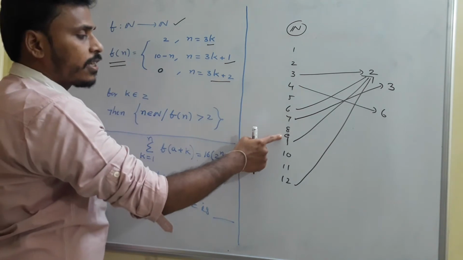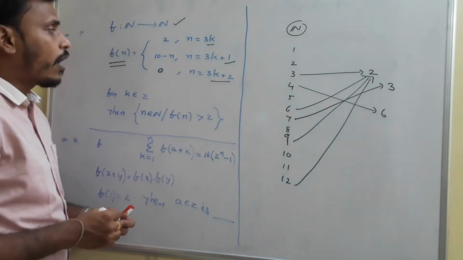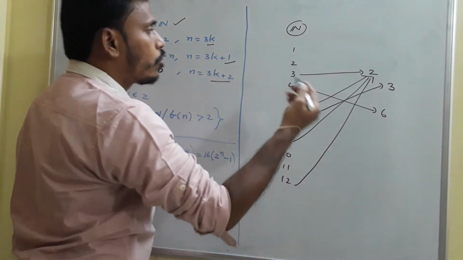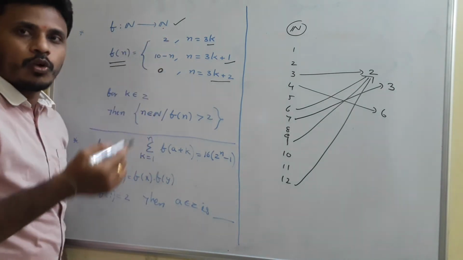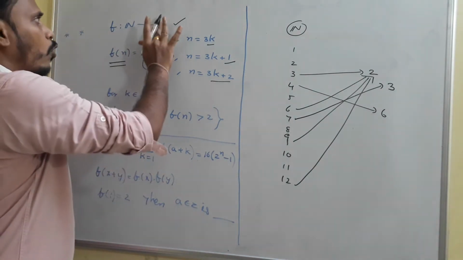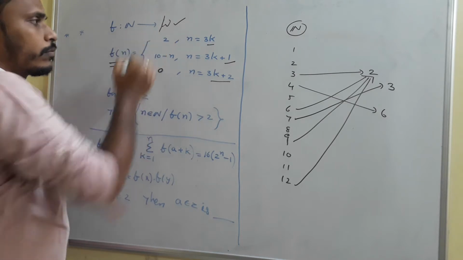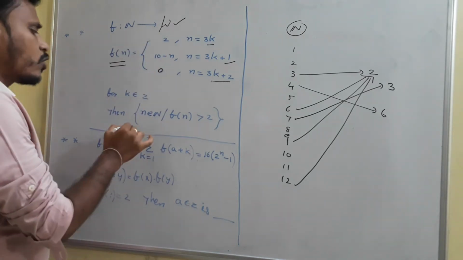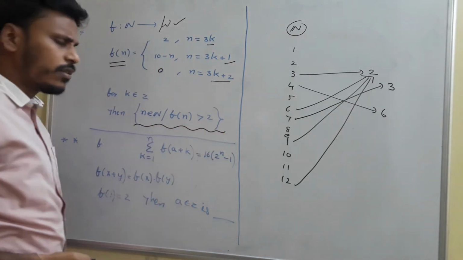And then 9 is a multiple of 3. After that we have 10, and you need to connect 10 to 0. But since it is natural, you won't get 0. Maybe whole numbers actually, I think so. Right.